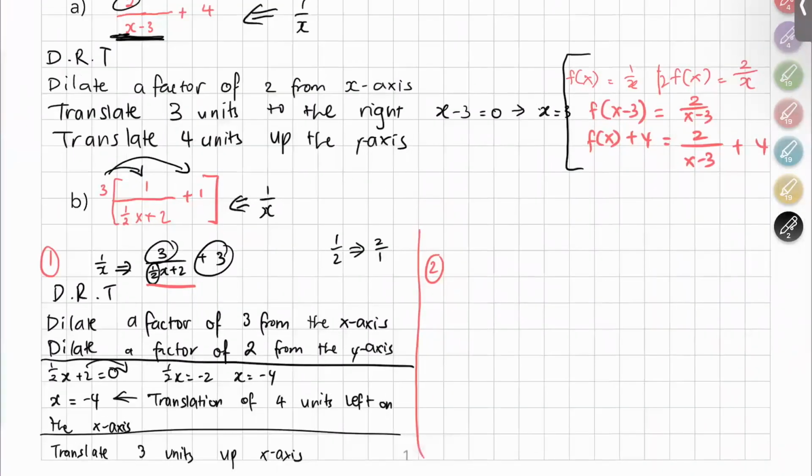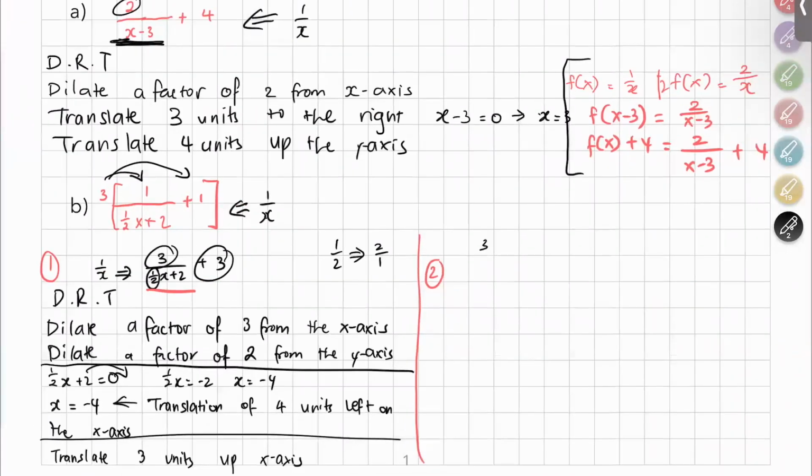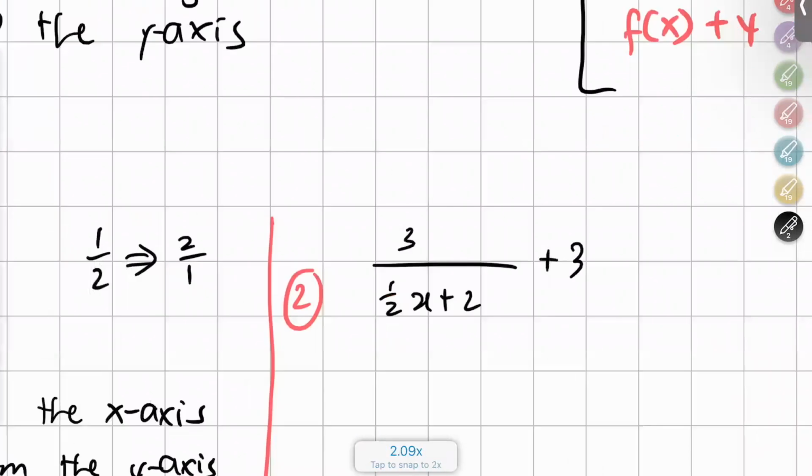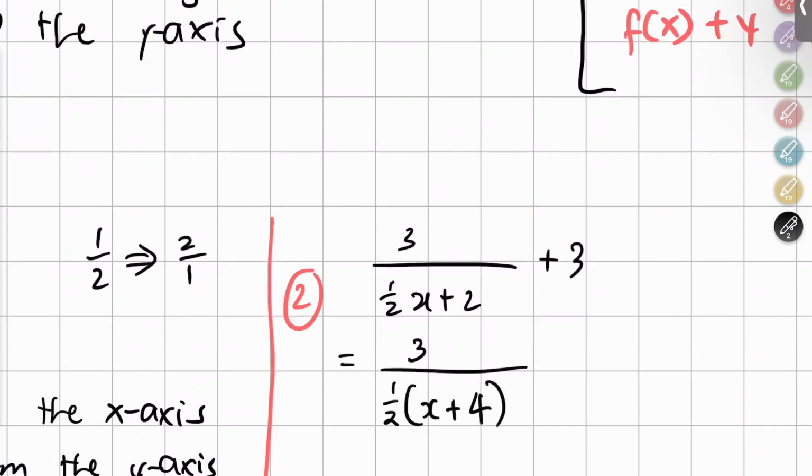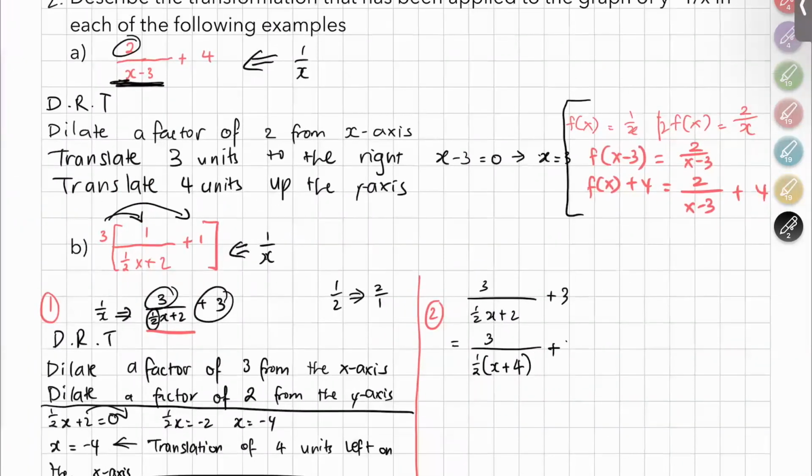Now, there is another way of doing this though. So what we have here is 3 over half x plus 2 plus 3. If you are good with dealing with functions and the different forms, you can realize what I can do is write this in a different form. So I can take out, so write 3, and then if I take out half from both of these, plus 3, what I can do is I can cancel out these two numbers. So 3 divided by a half would become 3 times 2, which is 6 over x plus 4. So I'm changing the form of it.